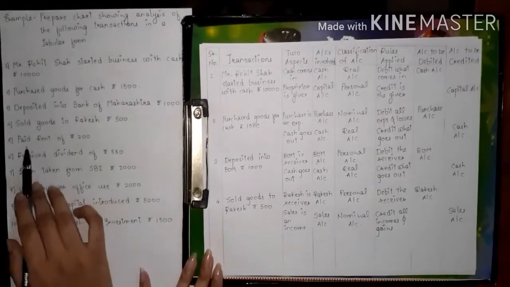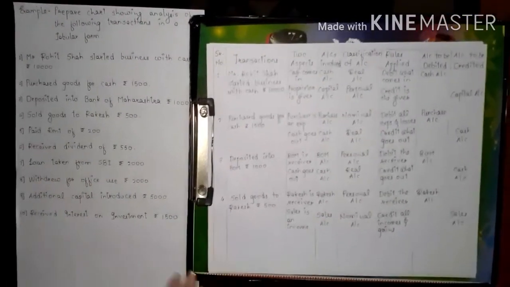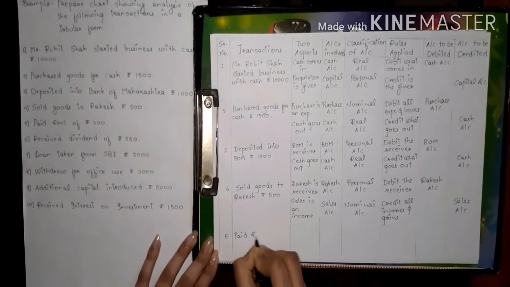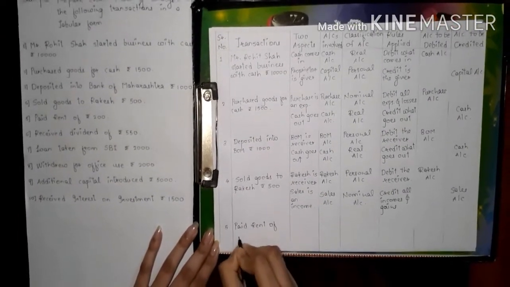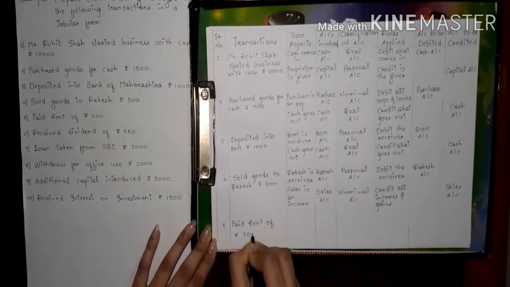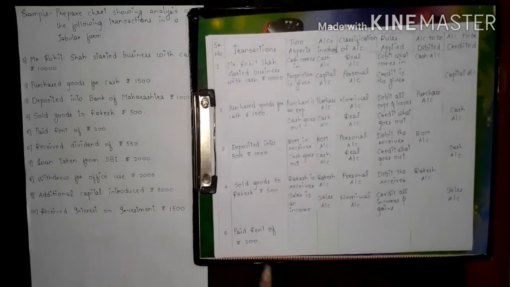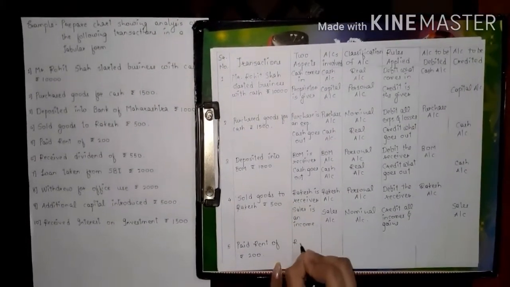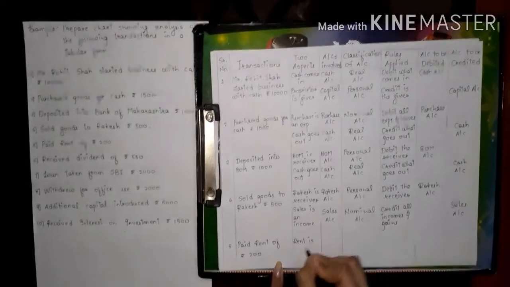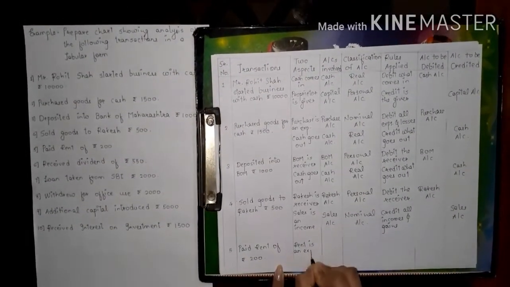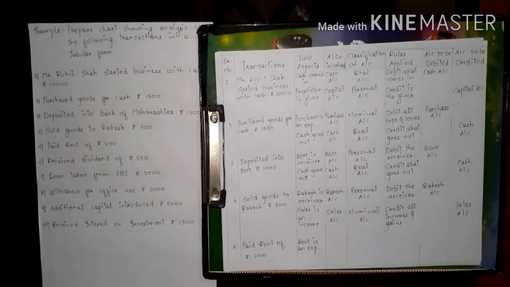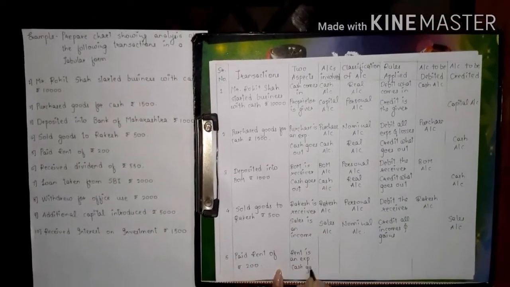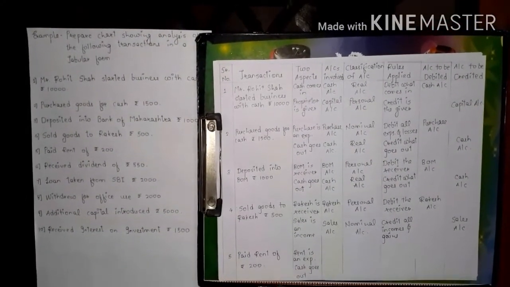Now the fifth transaction, paid rent of rupees 200. We will write here fifth, paid rent of rupees 200. This is the transaction. Now two aspects. First aspect is rent is an expense, as we have to pay it. Rent is an expense, and what has gone out? Cash has gone out because we have to pay rent. So cash goes out. This is the second aspect.